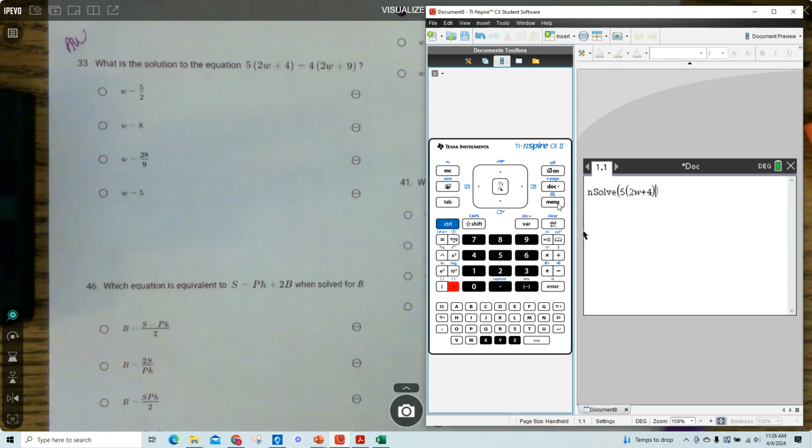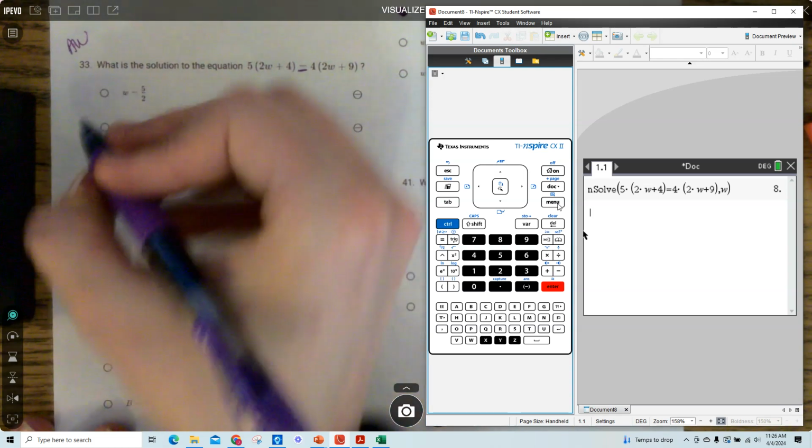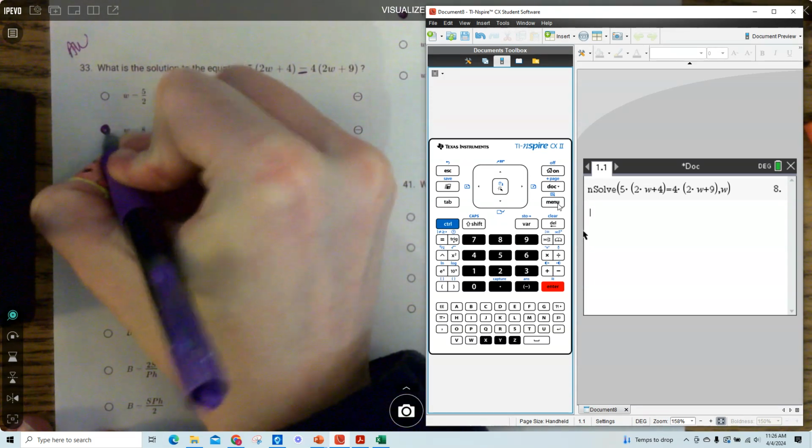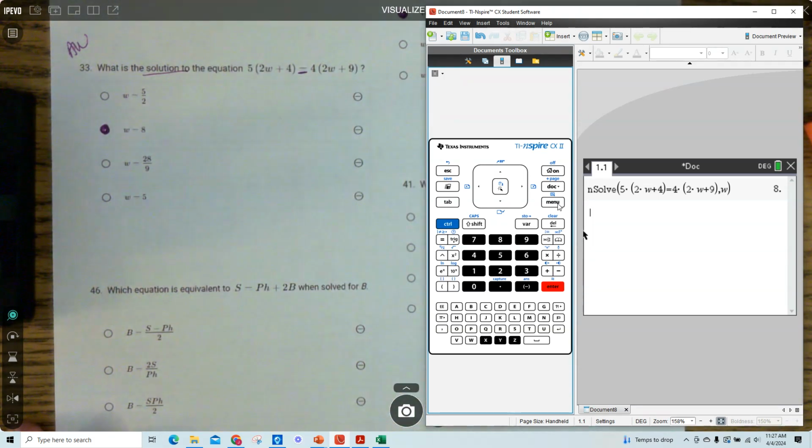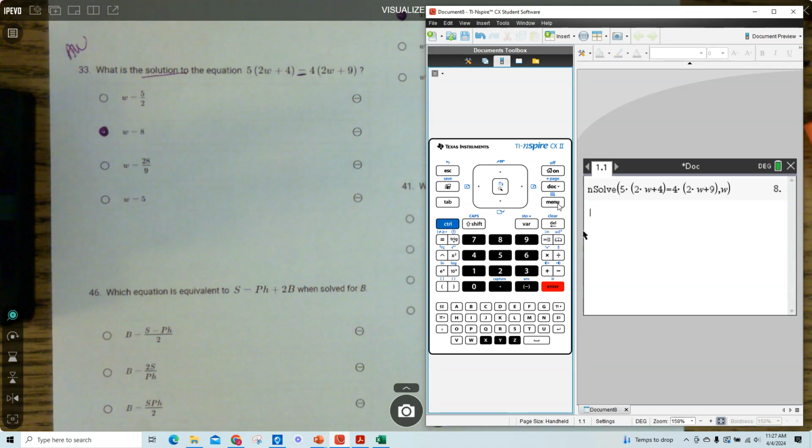And then you do equals. It didn't print, but that's an equals. And then you do 4, and then parentheses. 2x plus 9 w. And then you do comma x, or comma w. Whatever letter you use, you put comma, that letter, and then you push enter. And that's it. So any of them that ask, what's the solution or what's the value of x? It's menu 3-1. Super easy.